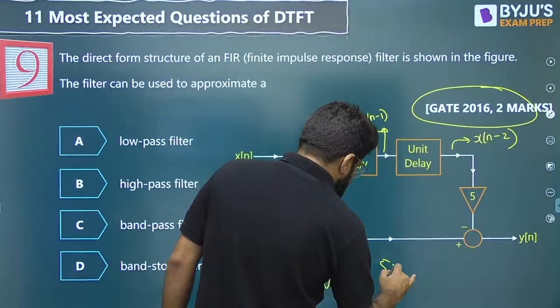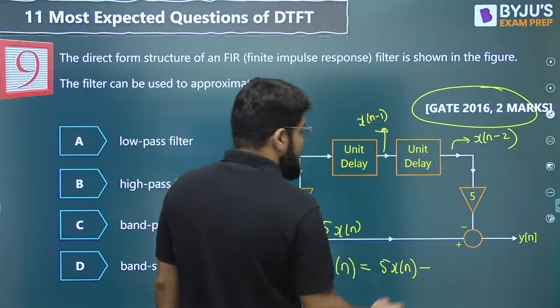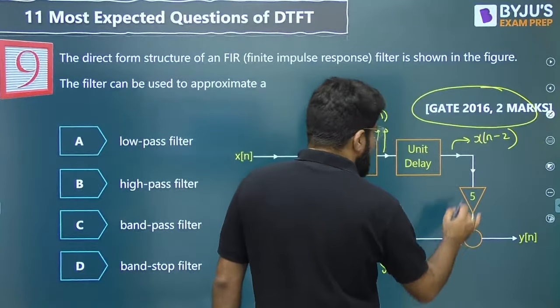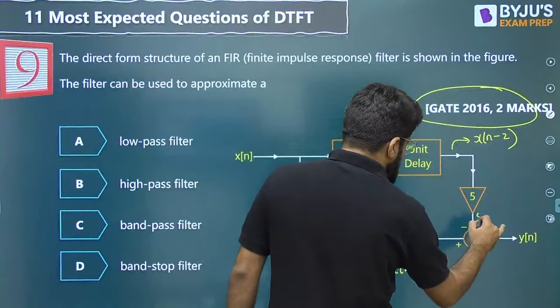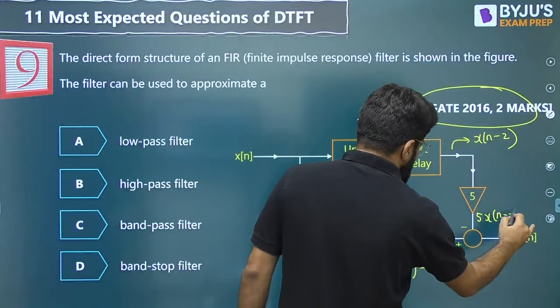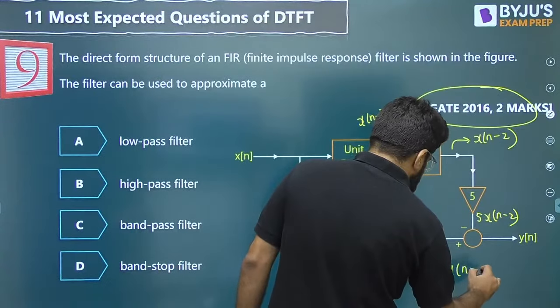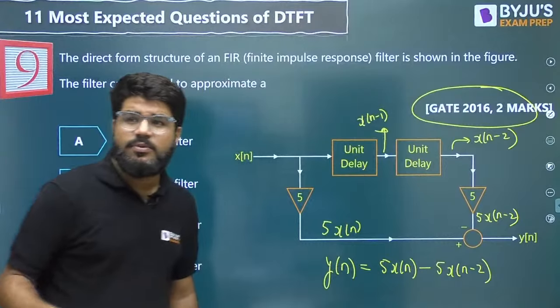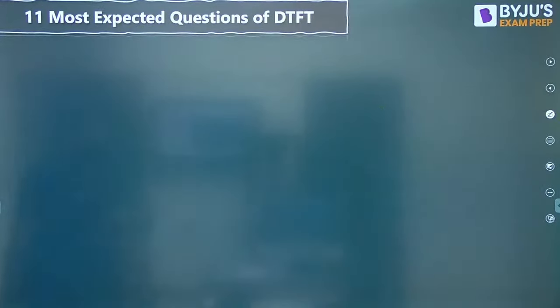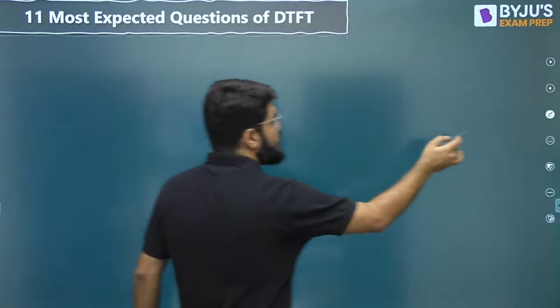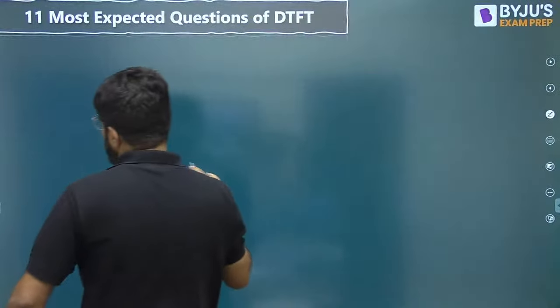Output y[n] is input 5x[n] minus, here also 5 again is multiplied, but 5 is multiplied by x[n-2]. So here we get 5x[n-2]. With this IO relation, we can calculate the frequency response of the system. Let's do it up quickly.